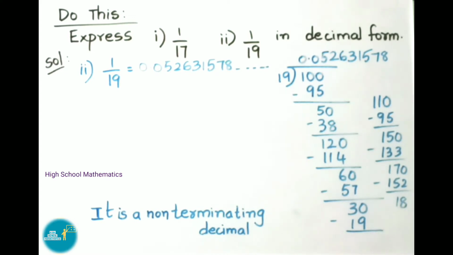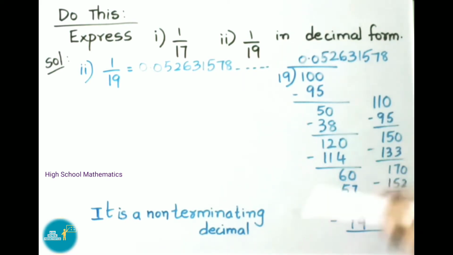19 table, 19 5s are 95. 100 minus 95, you will get a remainder 5. Decimal is there, add a 0. Now the number is 50. 19 table, 2 times 38. 50 minus 38, you will get a remainder 12.